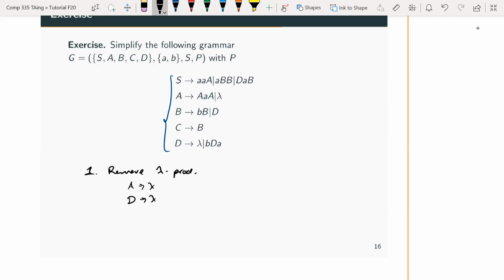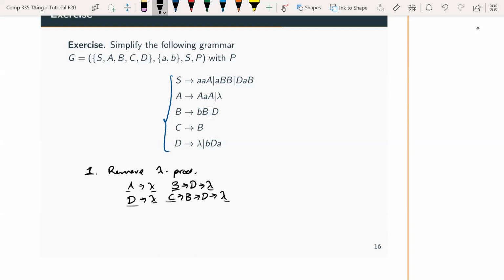Then what else do I know? Well, I know that B gives me D and D gives me lambda, so B is also a nullable variable. And then C gives me B, which gives me D, which gives me lambda. So these guys are going to be the nullable variables, the variables that can produce empty strings.